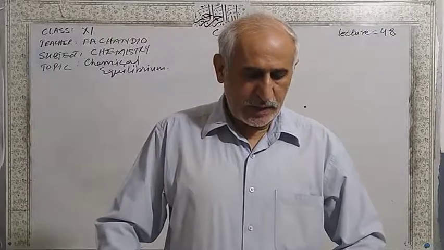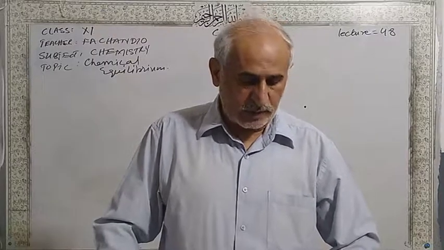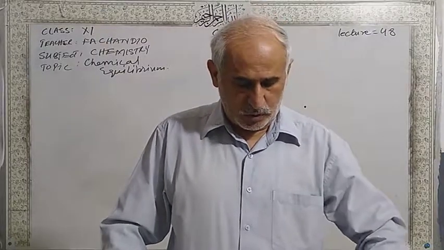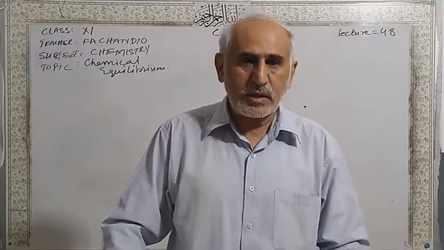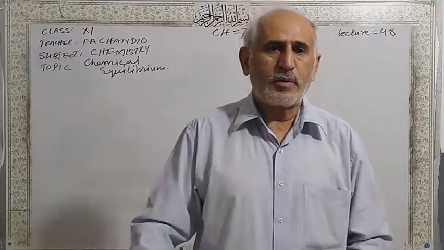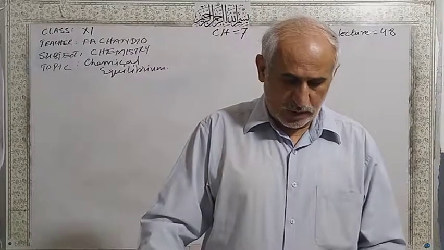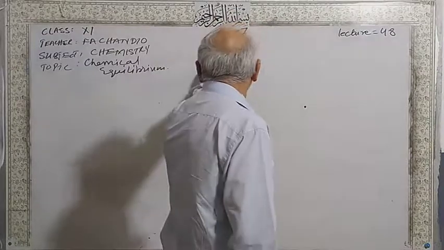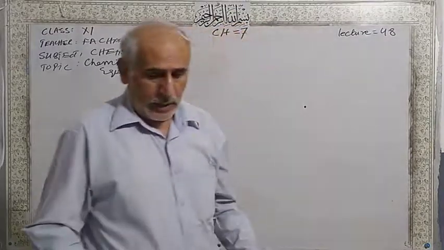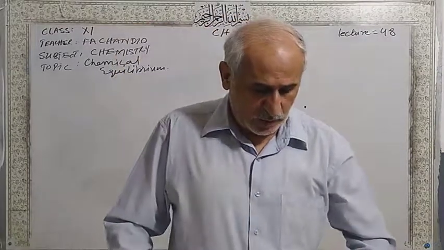In the last lecture, we started chapter number 7, chemical equilibrium. I gave some introduction about reversible and irreversible chemical reactions, so we have done this. Now this is lecture number 48, chapter number 7, chemical equilibrium, class 11.